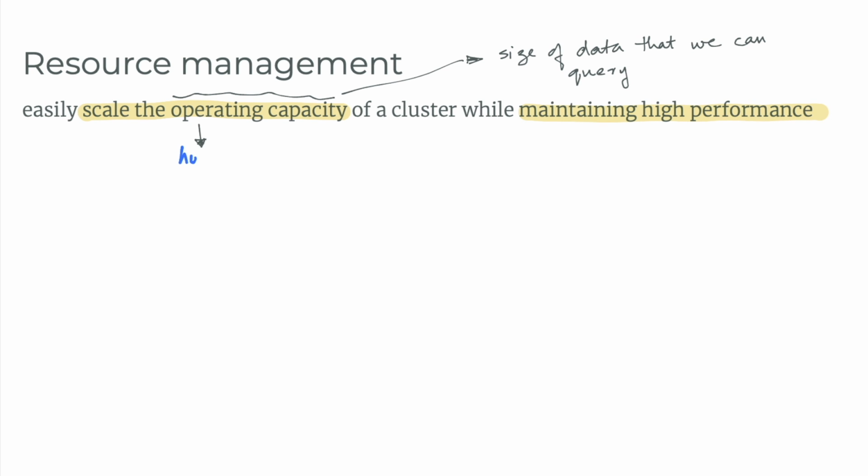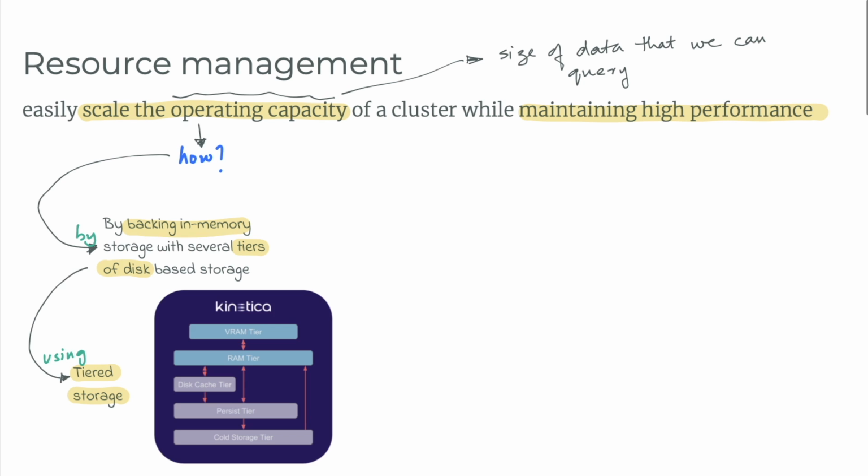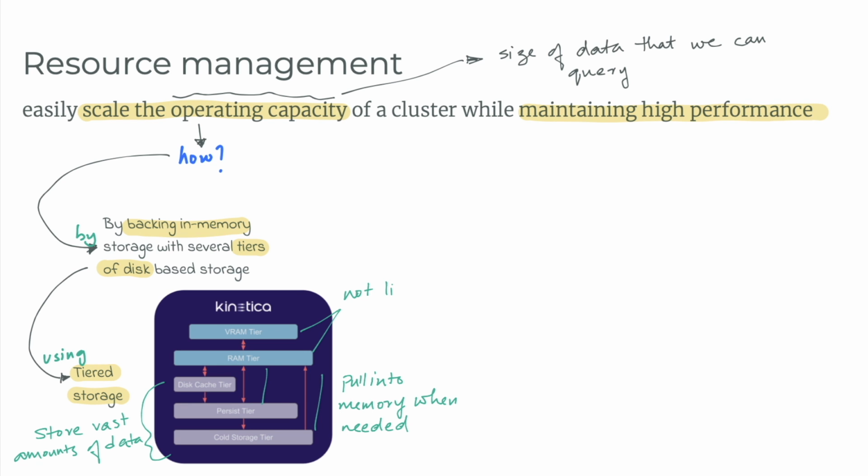So, how does Kinetica go about doing this? It does it by backing the in-memory database with several tiers of disk-based storage using tiered storage. This allows Kinetica to store vast amounts of data on disk and then pull these into memory when needed. This means that we are not limited to expensive in-memory resources when storing data. Or for that matter, we're not even limited to the amount of disk space on your local storage, since we have the option of configuring remote cold storage. And the great part is that all of this can be done without the need for significant orchestration from a developer.